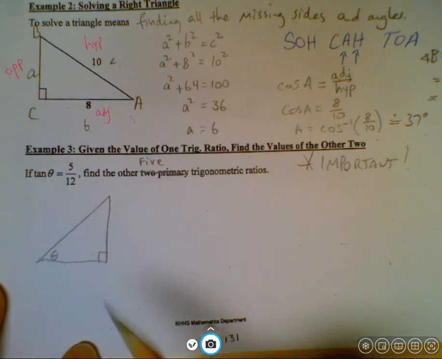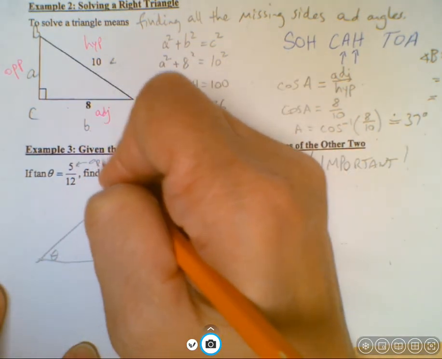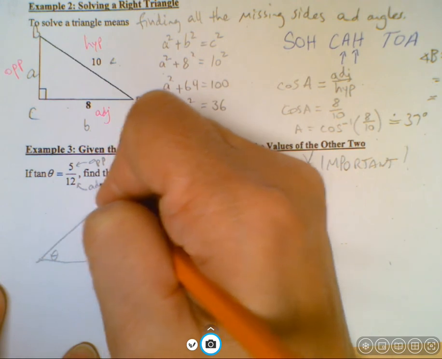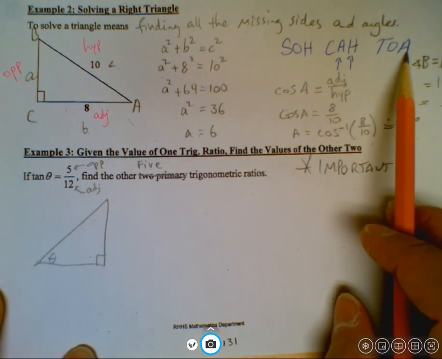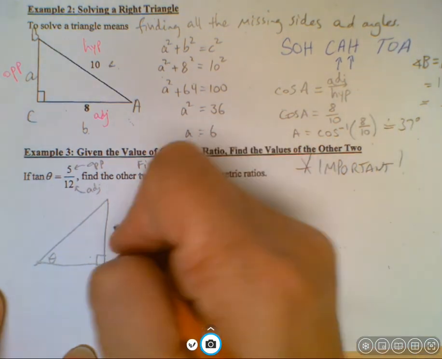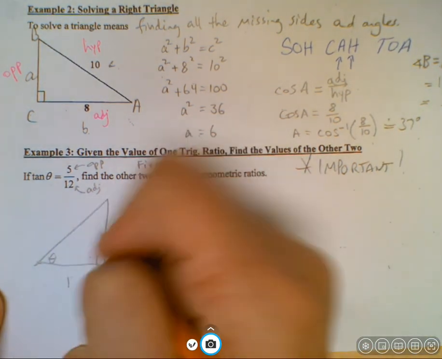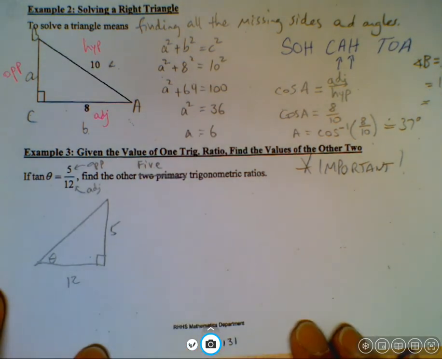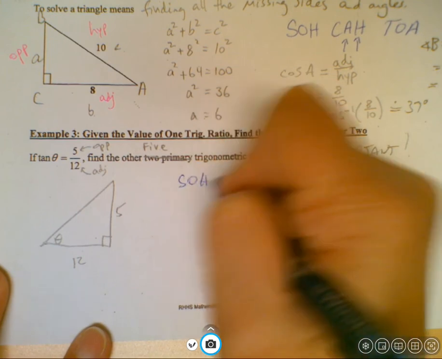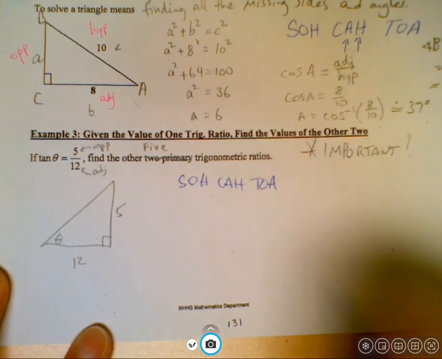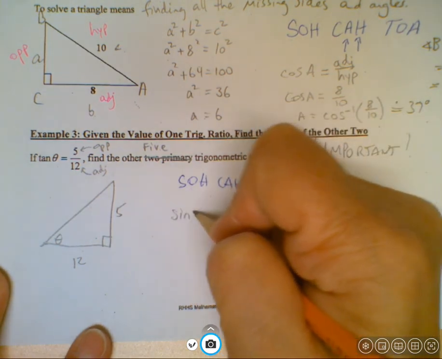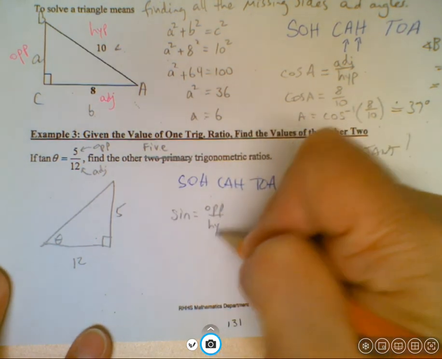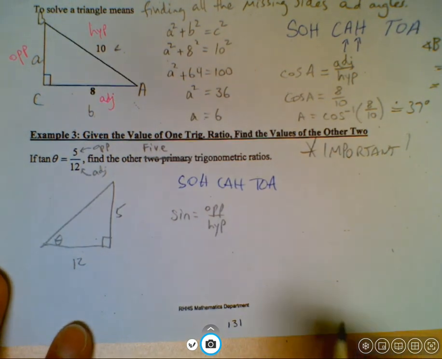Tan is 5/12, so the 5 is the opposite and the 12 is the adjacent because tan is opposite divided by adjacent. So I'll put my 5 here and my 12 here. Now to find sine, let me write SOHCAHTOA again over here. I know that my sine is going to be opposite over hypotenuse, right? But I don't have the hypotenuse.